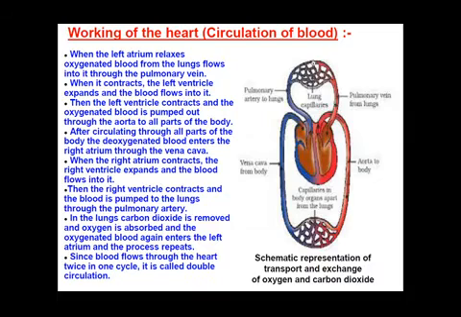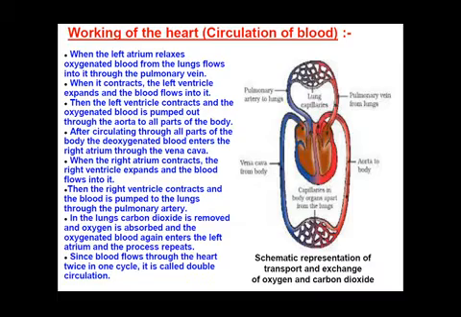Here again the gaseous exchange takes place in the lungs, and the carbon dioxide is removed from the blood and oxygen is absorbed by the blood. And then again the whole cycle repeats. The oxygenated blood again moves through the pulmonary vein and enters the heart, and the whole process of circulation of the blood is carried on.